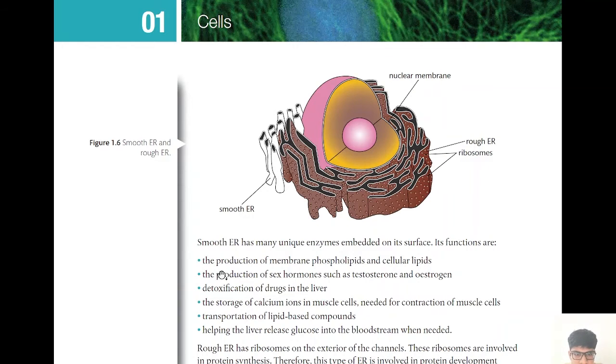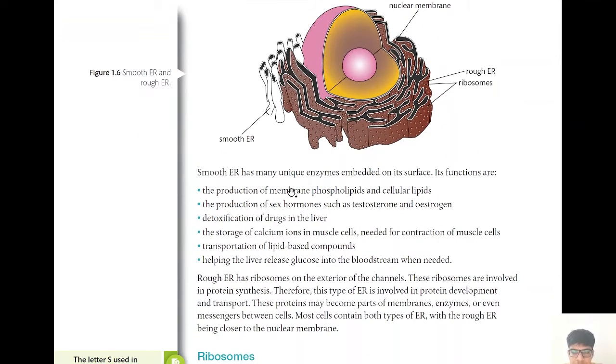The smooth endoplasmic reticulum has many unique enzymes embedded on its surface. Its functions are the production of membrane phospholipids and cellular lipids, the production of cell hormones such as testosterone and estrogen, detoxification of drugs in the liver, storage of calcium ions in muscle cells needed for muscle contraction, and the transportation of lipid-based compounds, helping the liver release glucose into the bloodstream when needed.